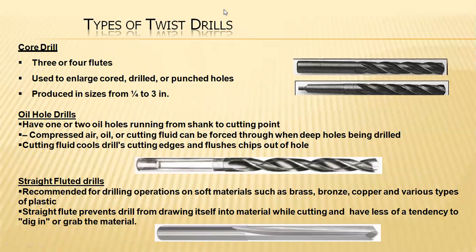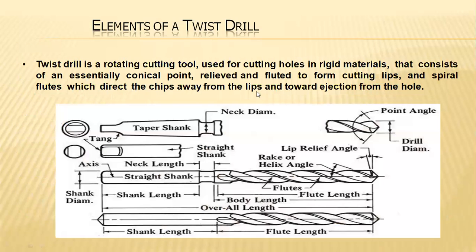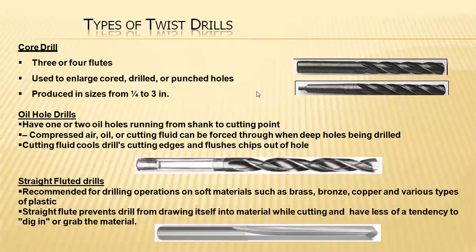Coming to core drilling, they have 3 or 4 flutes, as the diagram clearly specifies, with 4 being the maximum. Generally, these are used for enlarging cored or punched holes, which are reduced in size from 1/2 to 3 inches.